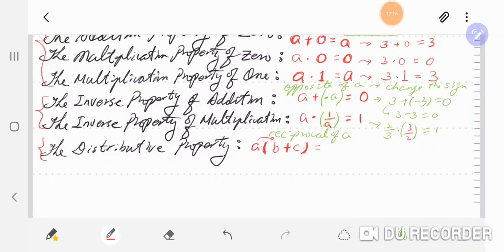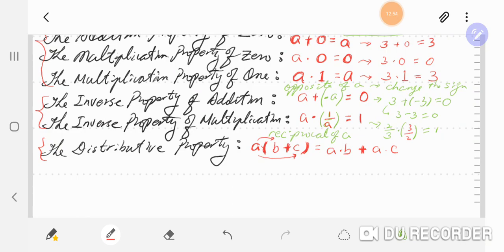Multiply each term in the parenthesis. So multiply each term, B and C, by the factor A. So A times B is just A times B. And then the plus stays the same. Multiply the second term C by A, so A times C. So that's the distributive property, and it is really simple.